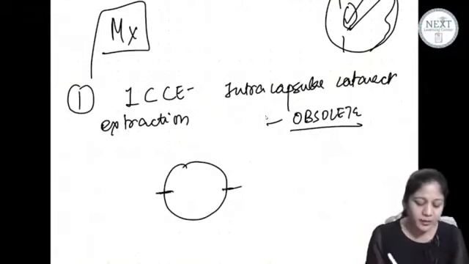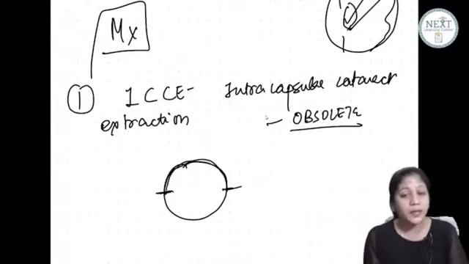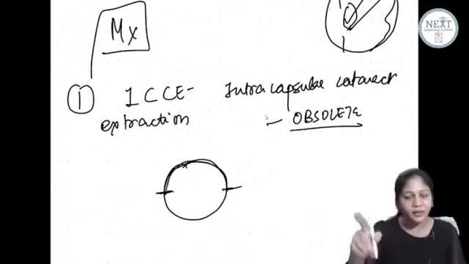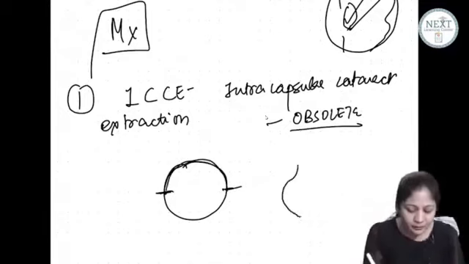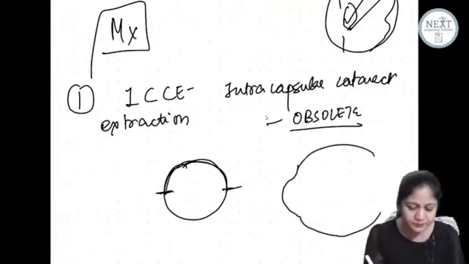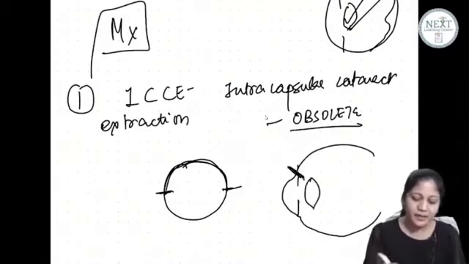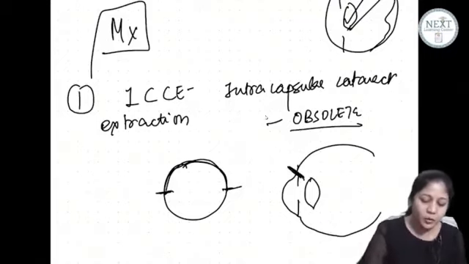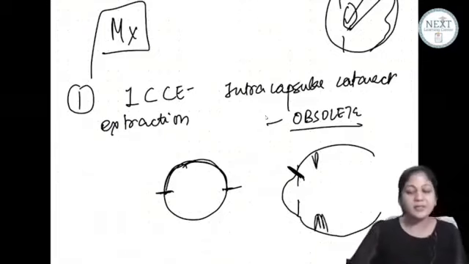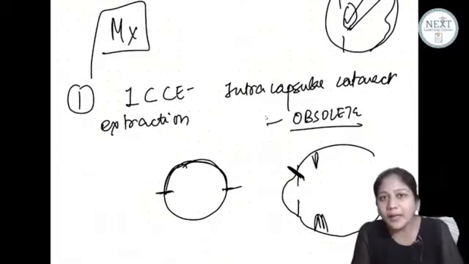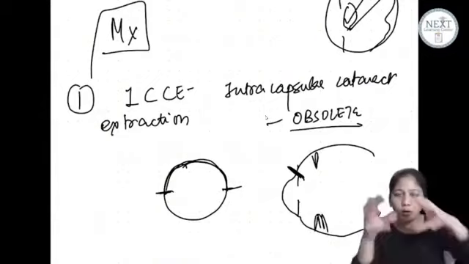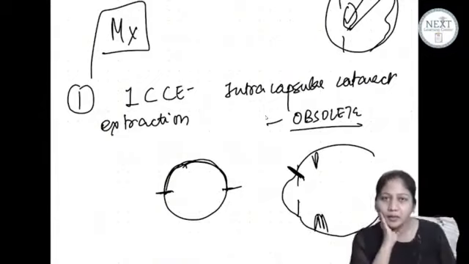So we used to make a big cut. How much big? 9 o'clock to 3 o'clock at the limbus. Big cut at the limbus. No need to draw diagrams here. You used to enter from this place, and then you used to take out the whole of the lens. So what happens to the vitreous and aqueous, guys? What happens to the aqueous? Whole of the lens used to be taken out of the eye.